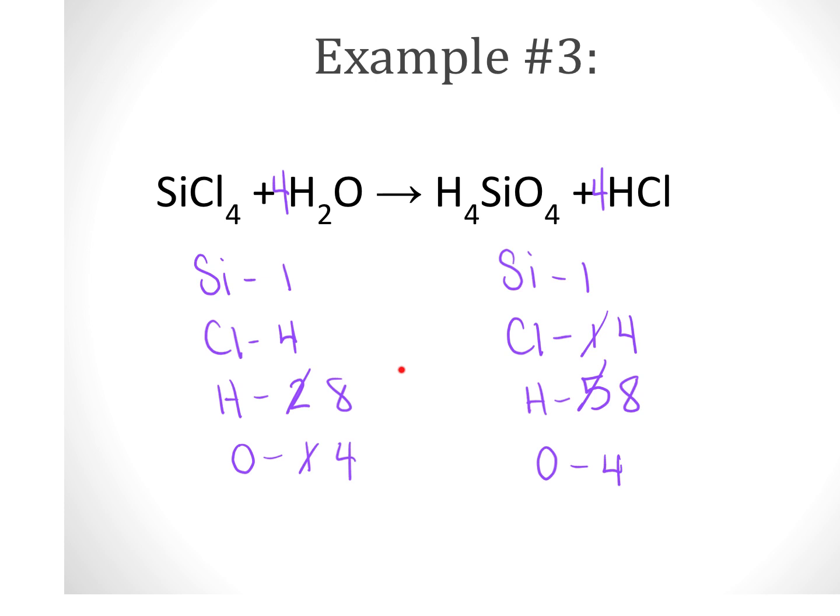So one silicon. How many chlorines? 4 chlorines, and this 4 distributes, so 4 chlorines. 4 times 2 is 8, so 8 hydrogens, and 4 plus 4 is 8 hydrogens. And then how many oxygens? Okay, this 4 distributes, and how many over here? 4. Are we balanced? Yeah. Good.